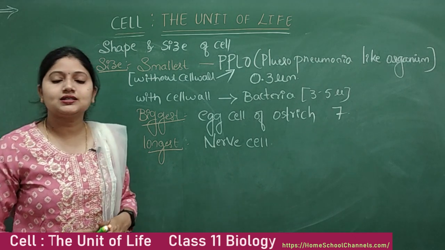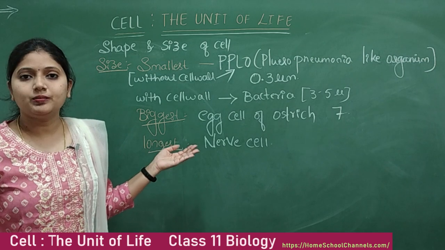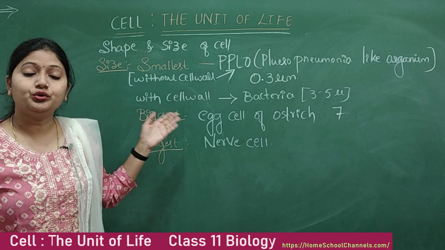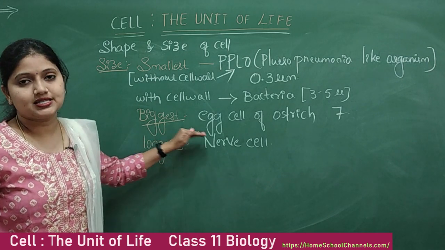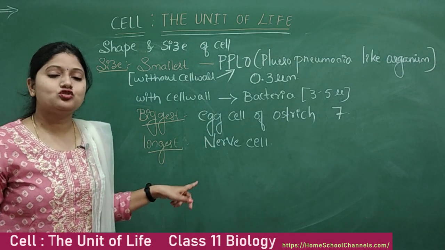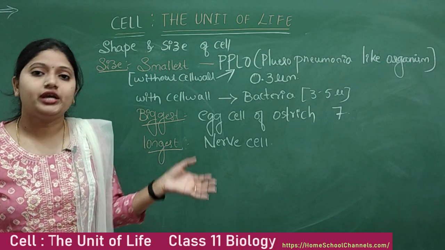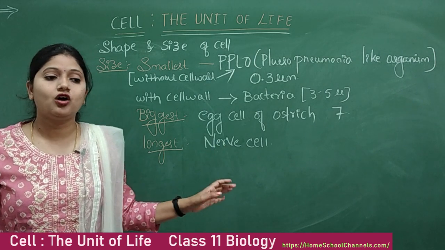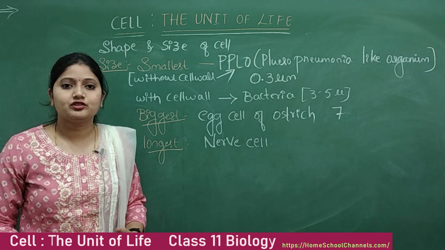So, the smallest, if it is without cell wall, is mycoplasma or PPLO. If it is with cell wall, it is bacteria. And if they ask you the longest, it is the nerve cell. If it is biggest, it is the egg cell of the ostrich. So these are the sizes of the cell. When you take up the shapes of the cell, there is a very great diversity, very many different shapes of cells actually.